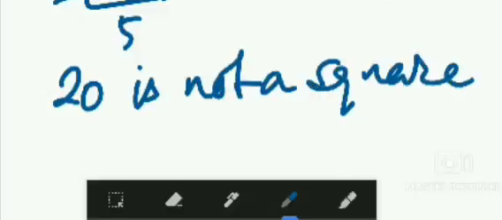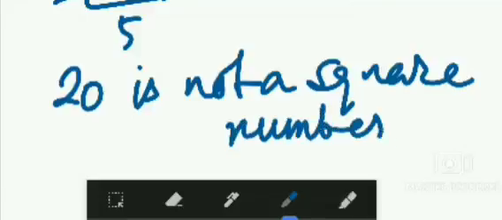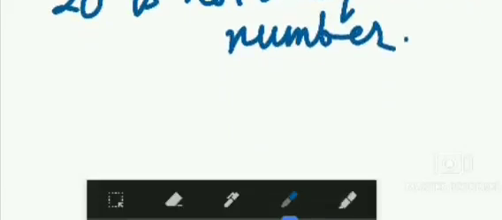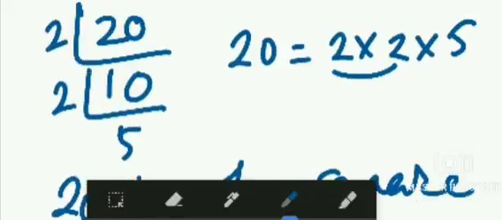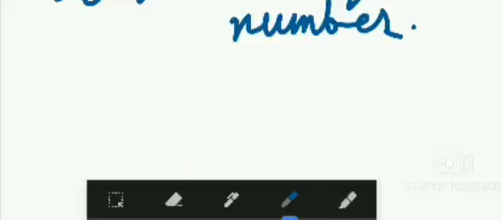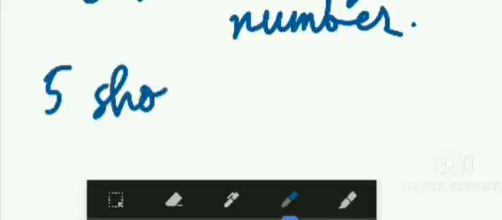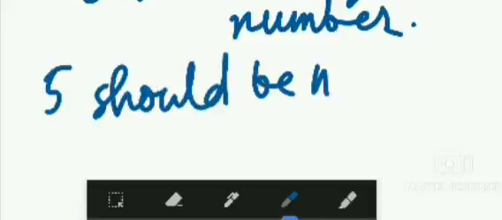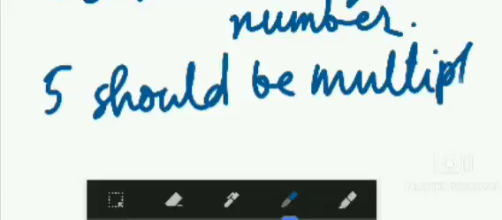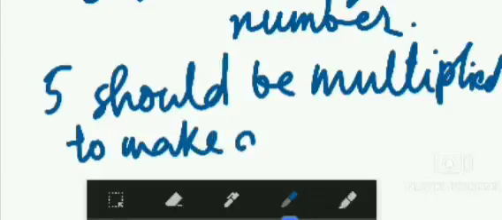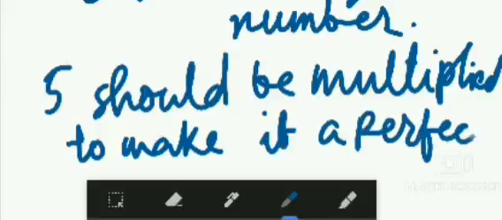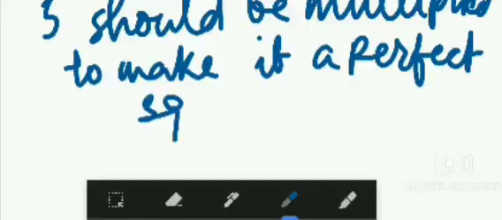So whenever you are told to check whether a number is square or not, then you have to do the factorization. Okay, and to make it a square number, what will we need? One more 5 we will need. So write down, 5 should be multiplied to make it a perfect square. If we multiply one more 5, then it will become a perfect square.